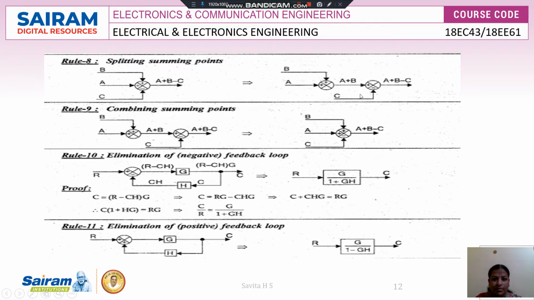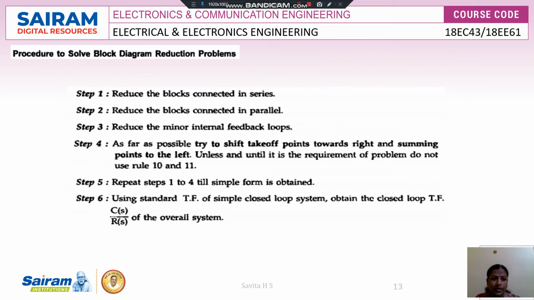So this is the way of splitting the summing point. Then combining the summing point, two summing points we combined here. And here is the elimination of the feedback loop. This is a positive feedback, so G divided by 1 minus G H. I already showed positive and negative feedback. If we know that formula, then any type of complicated problems we can do. So these are the steps to do the block diagram reduction problems. These are the steps we need to follow: whether it is parallel or series, and finally the overall transfer function we need to find.